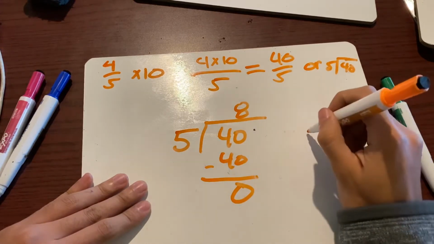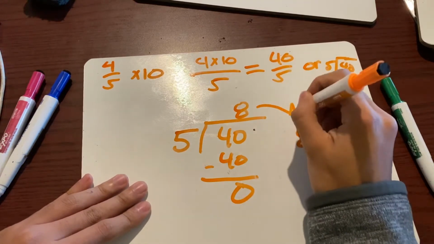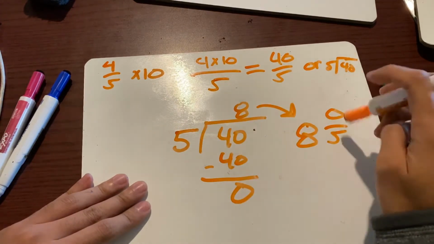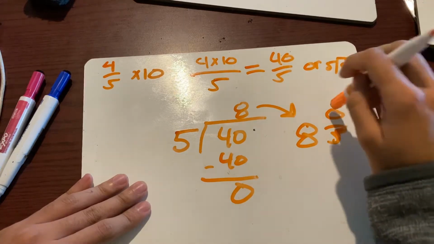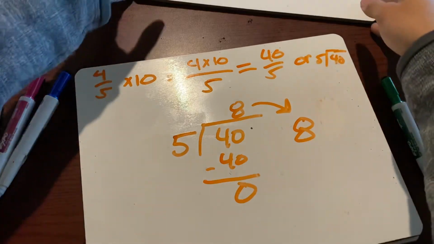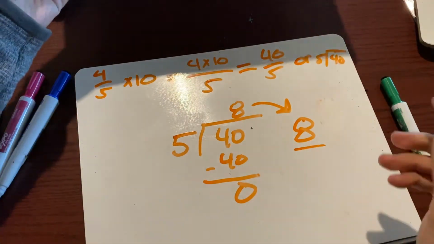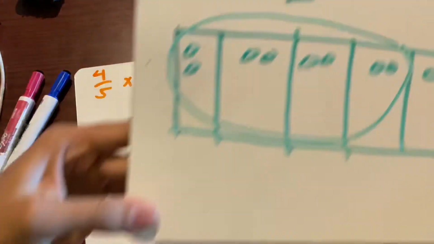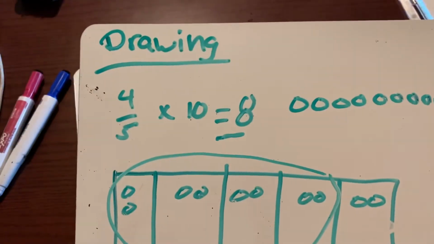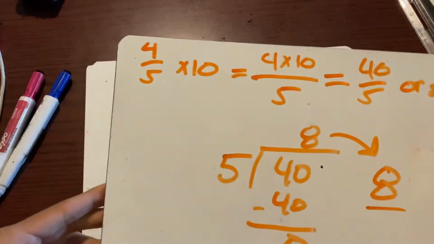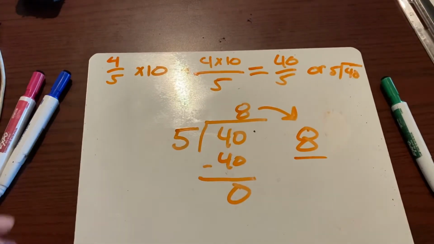So our answer is 8 wholes, 0 over 5. But again, since this is 0, we don't have to include that. So, oh my gosh, check this out. Everybody, you ready? Our answer is 8. Different methods. The drawing method, the addition method, the multiplication method. So you see?